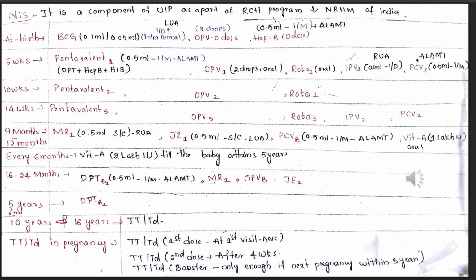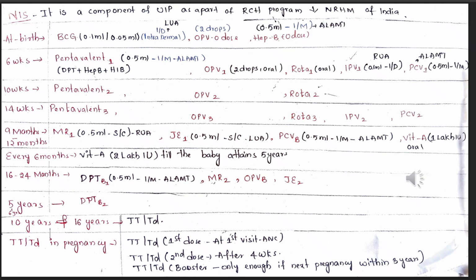Again at birth, the other vaccine given is OPV, oral polio vaccine. This is a live attenuated vaccine. OPV 0 dose means it is given at birth, and we give 2 drops orally. What other vaccine do we give at birth? Hepatitis B 0 dose.